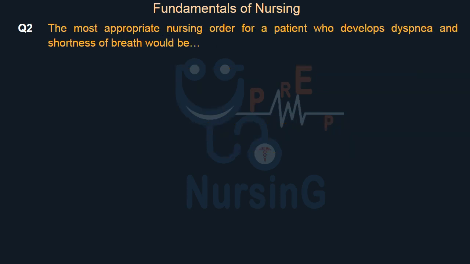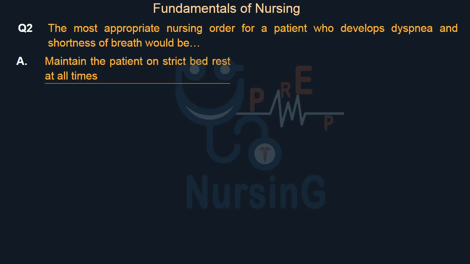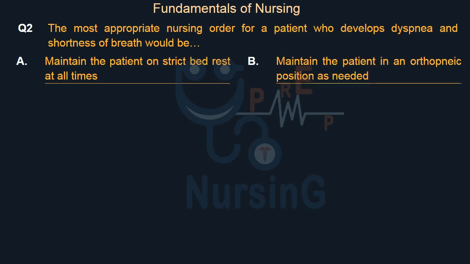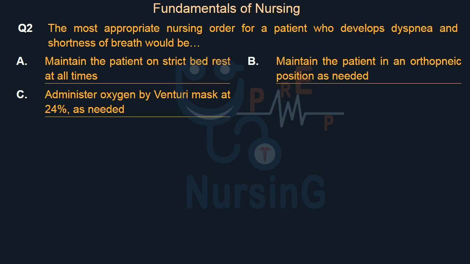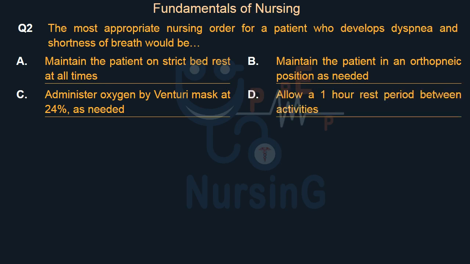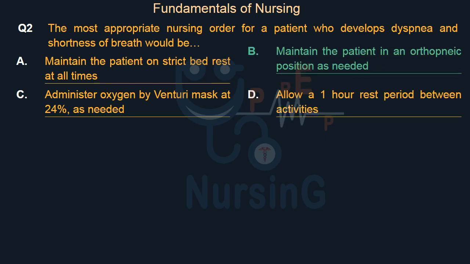The most appropriate nursing order for a patient who develops dyspnea and shortness of breath would be: Option A. Maintain the patient on strict bed rest at all times. Option B. Maintain the patient in an orthopneic position as needed. Option C. Administer oxygen by Venturi mask at 24% as needed. Option D. Allow a 1-hour rest period between activities. Right answer is Option B.